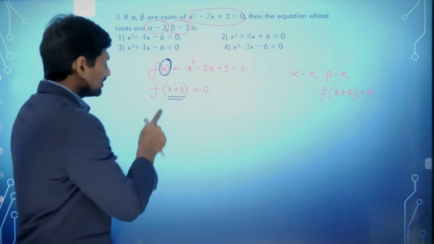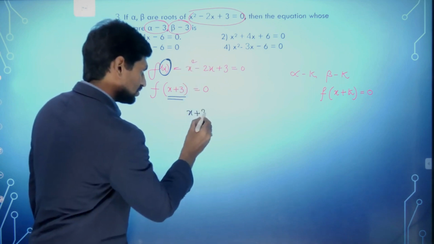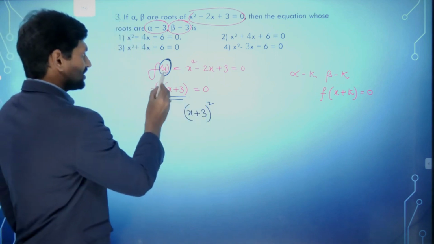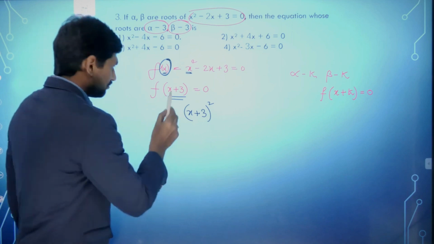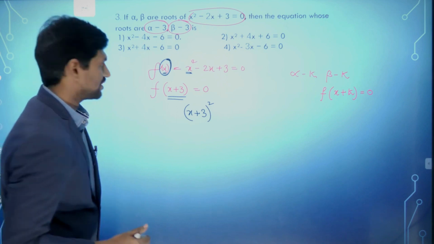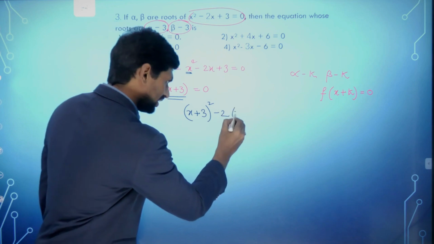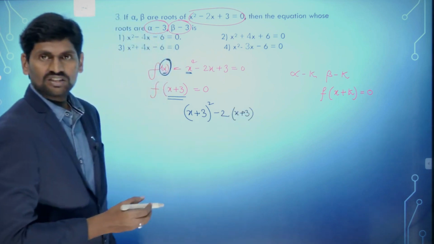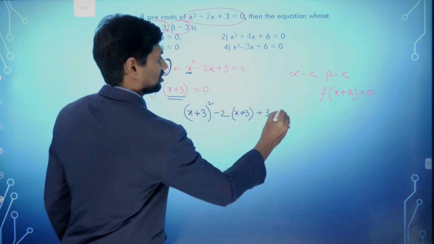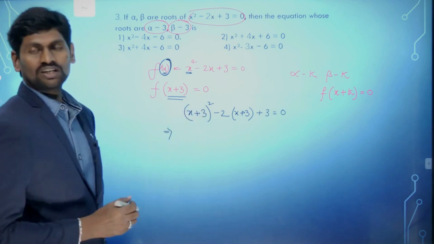Now check, what is f of x? x square. That means f of x plus 3, in the place of x square, you should write x plus 3 whole square. Only x, that's why we got x square, but here in the place of x, we have to substitute x plus 3 whole square. Now minus 2x, in the place of x, we should write x plus 3. 2x means 2 into x, here also 2 into x plus 3, plus 3 is equal to 0. Constant now.